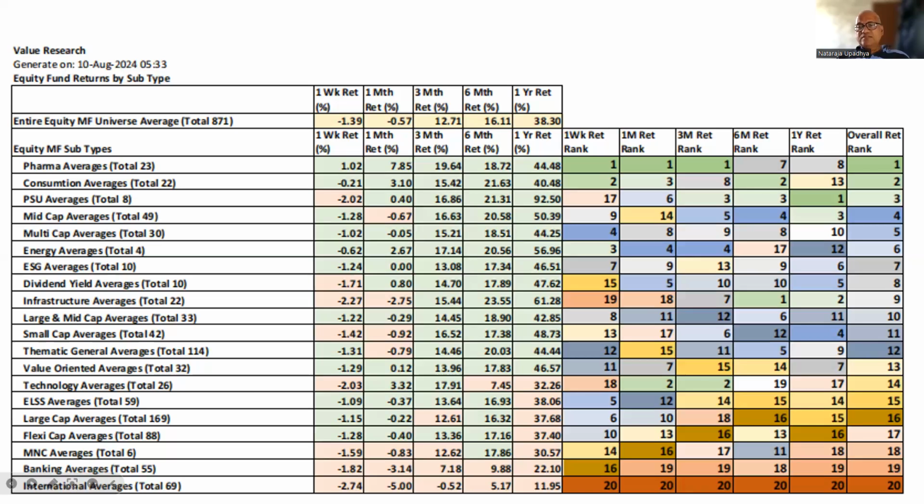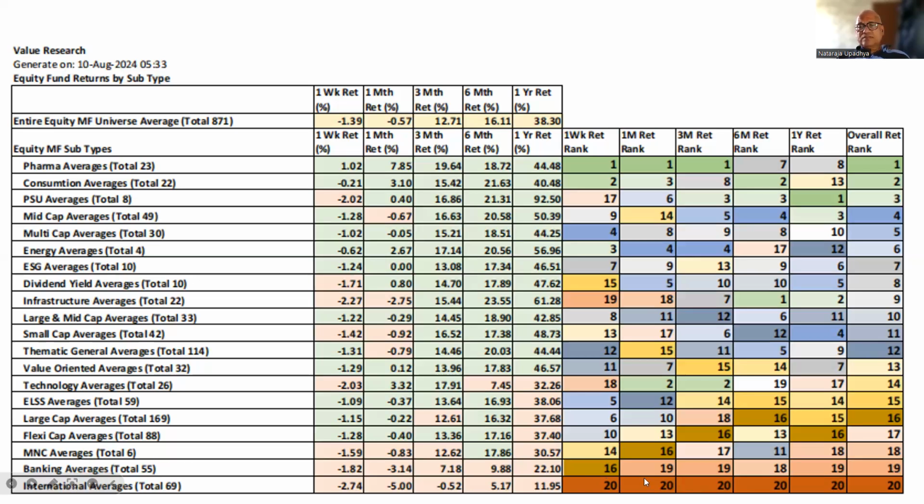There are 69 funds. You can see they are 20th in ranking in all timelines. Banking fund, which is 19th in ranking, has slightly improved performance in the last 1 week. So maybe some recovery is in sight, but it is in the bottom. Third worst is MNC funds.